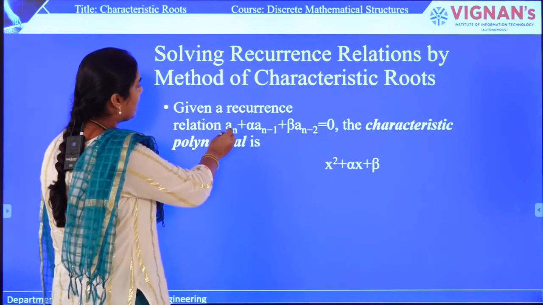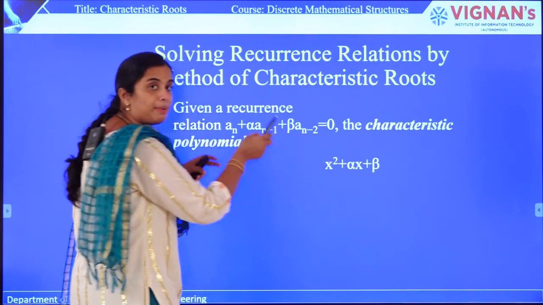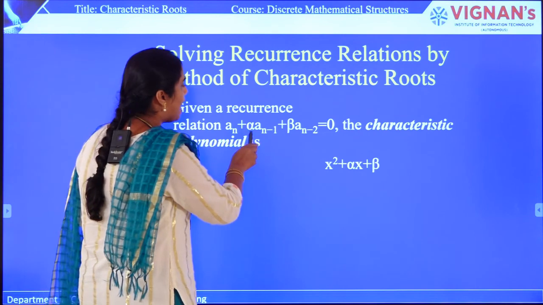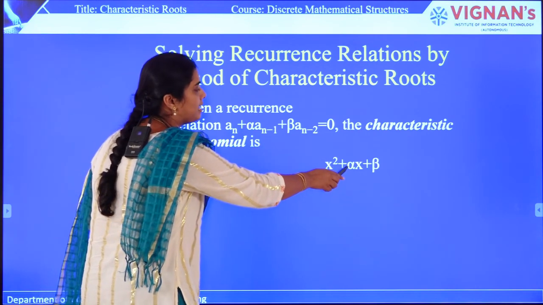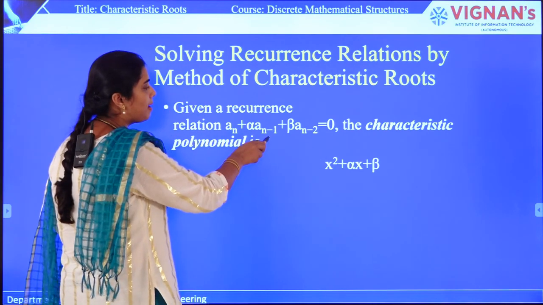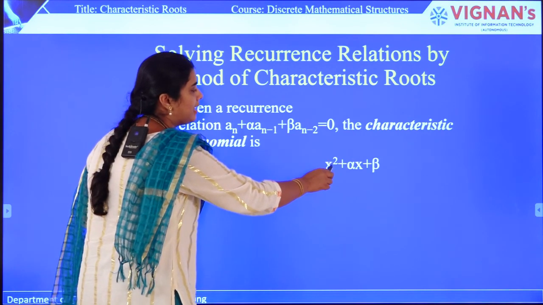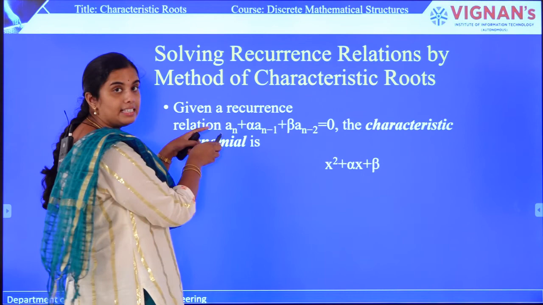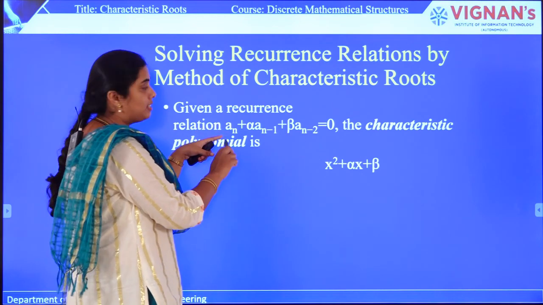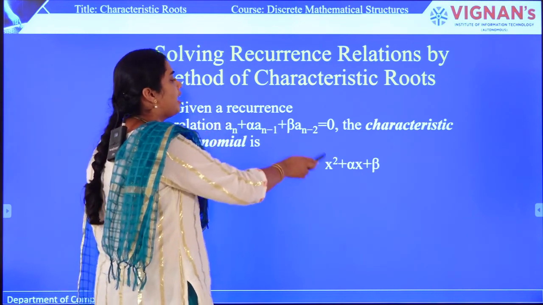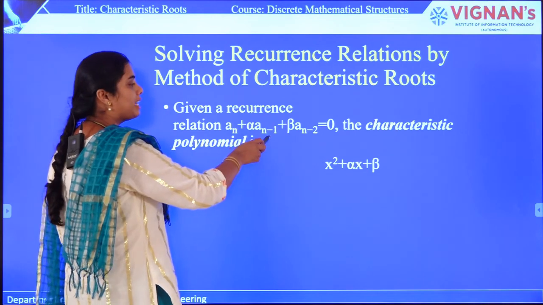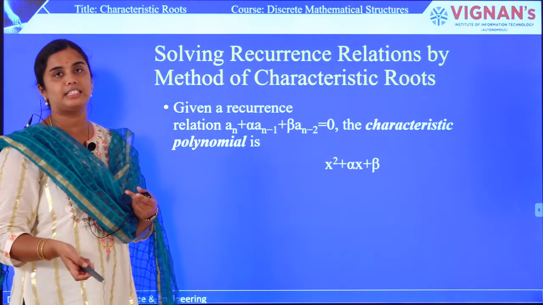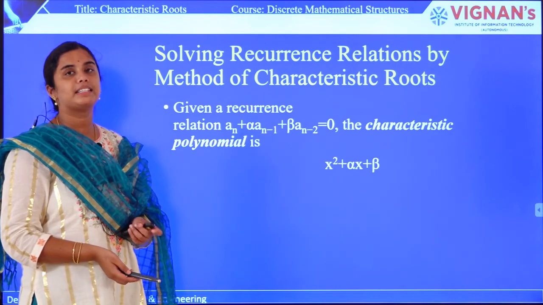Now a_n is represented as x squared because it is the highest degree term, okay? And alpha a_(n-1) is represented as alpha x. See the power: x squared has power 2 and a_n has the highest power, right? So that's why for a_n we have written x squared, for a_(n-1) I have written x, and for a_(n-2) it is nothing but x to the power 0, so nothing is written over here.